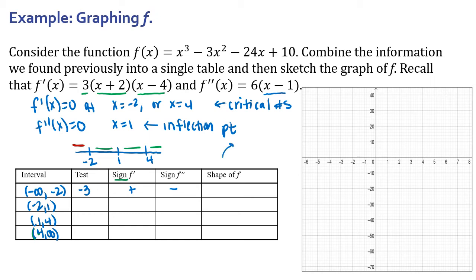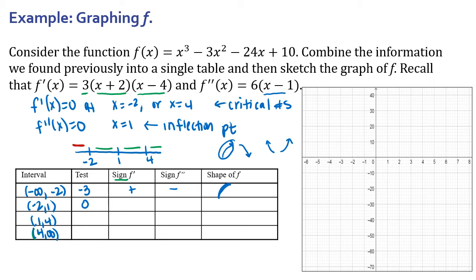So I'm just going to draw each of those pieces again so we can look at what that looks like. If I have increasing and concave down, that's going to look like this. So that interval is going to be shaped like this. Okay, now let's do a test point between -2 and 1. I'm going to use 0.